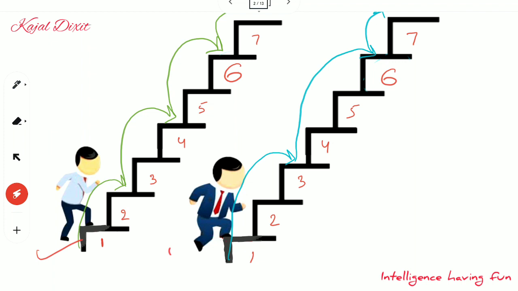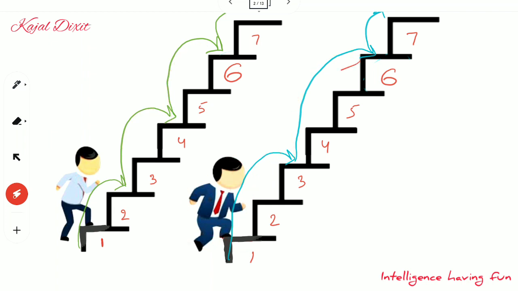Suppose there are two men. Both of them are climbing up the stairs, right? And the steps are numbered as 1, 2, 3, 4, as you can see on the screen. Now, there is a difference in the pattern of both of them in climbing up the stairs. The first man is climbing 2 steps at a time, and the second man is climbing 3 steps at a time.